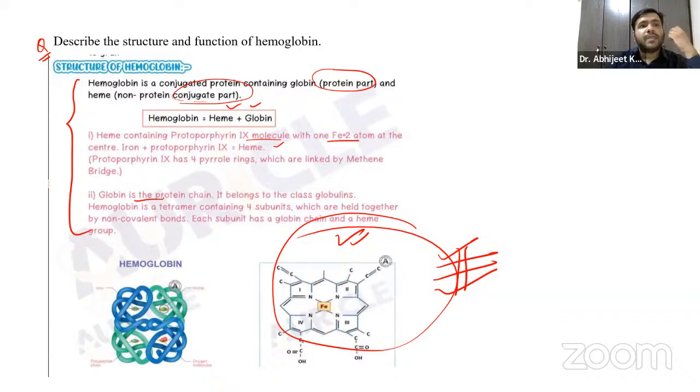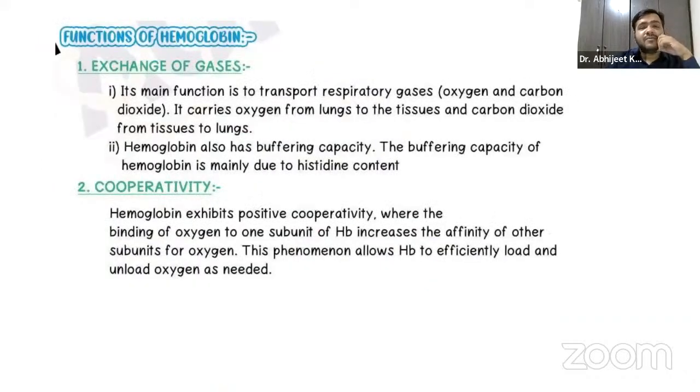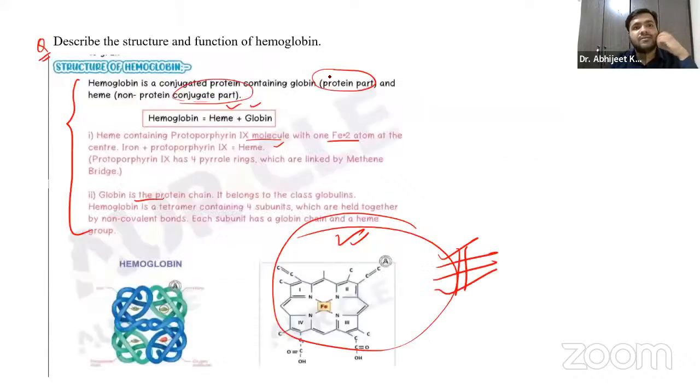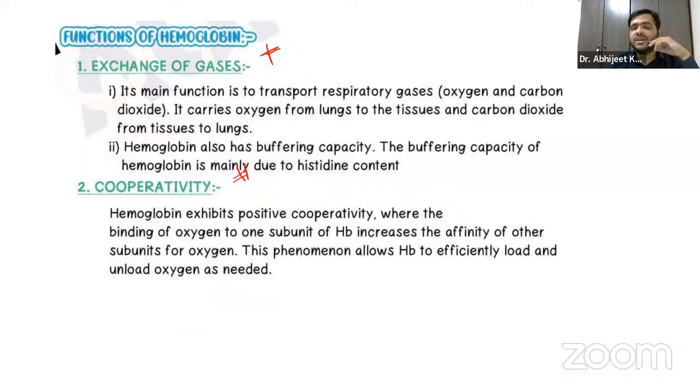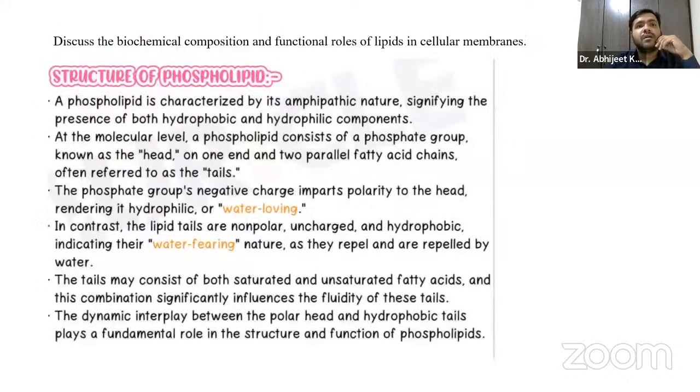Now, apart from that, what are the functions performed by the hemoglobin? You already know we have exchange of gases, we have cooperativity, as I told you, right? All the functions that we have discussed in the classes, you have to mention over here. First, you have to draw the diagram, then you have to write about that particular diagram. The diagram should be technically correct, and then you have to write the functions of the hemoglobin.